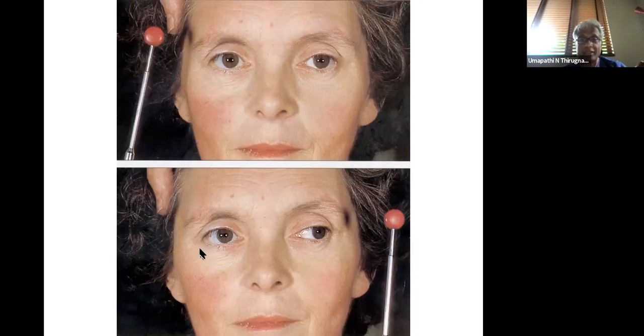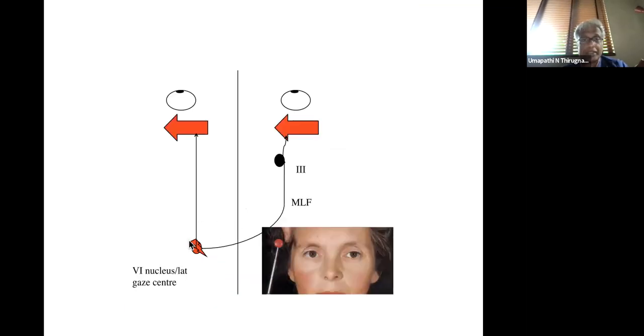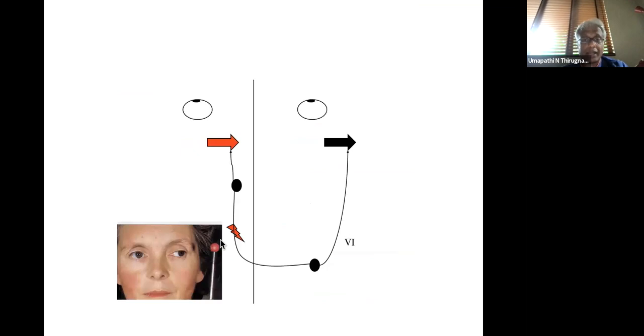Then we go back to this diagram again. Now she's looking to the left. Now when she's looking to the left, this eye is not moving, this eye is moving very well. So you will draw, this is red, this is black. For this to be red and this to be black, the lesion can be a number of things, but one of them is medial longitudinal fasciculus. If you think about this lesion, it's in the right side of the pons. This lesion is also in the right side of the pons.